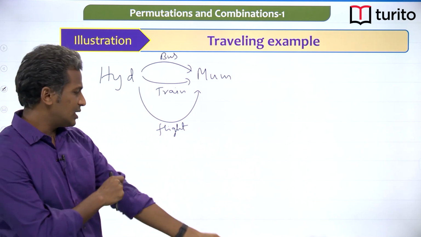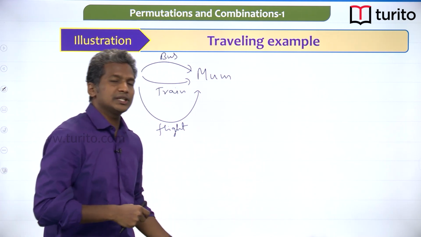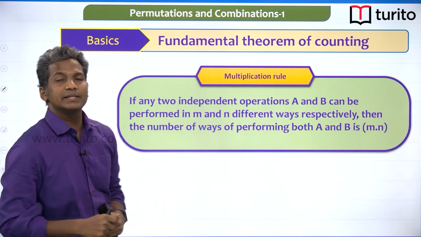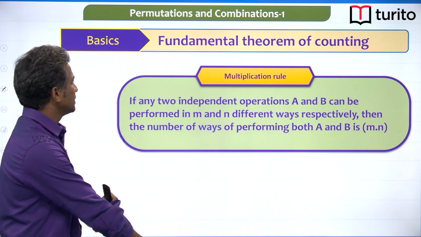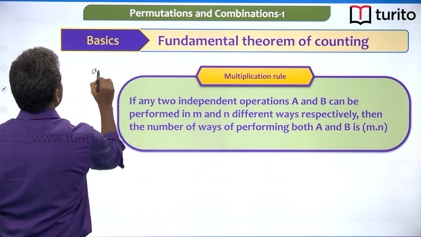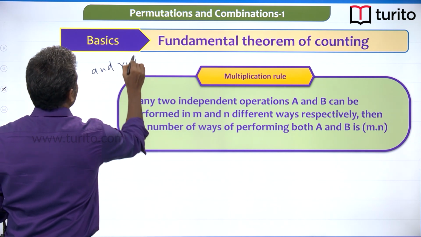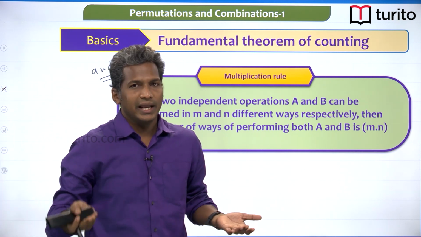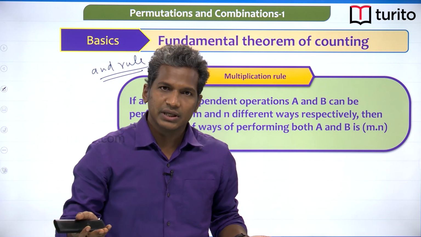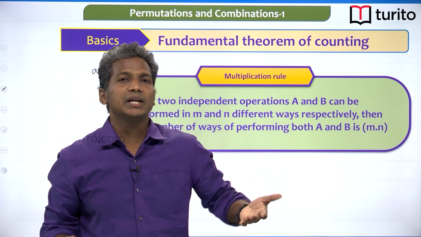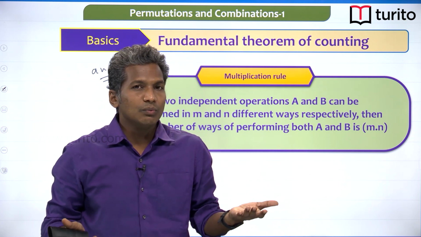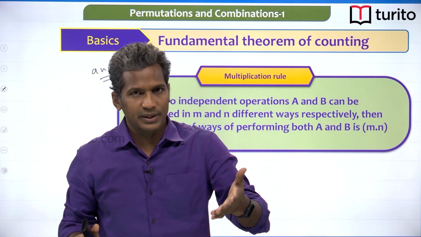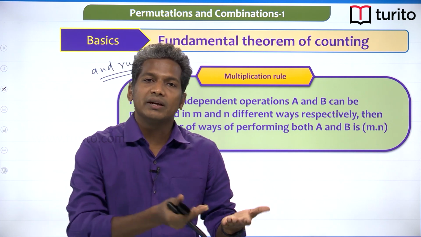Now, let us go to the next rule, which is also called the AND rule. We can also call it the multiplication rule. So, how do we understand this? If there is an event A which can happen in m ways, and there is an event B which can happen in n ways, then both of them, A and B, can happen in m into n ways.